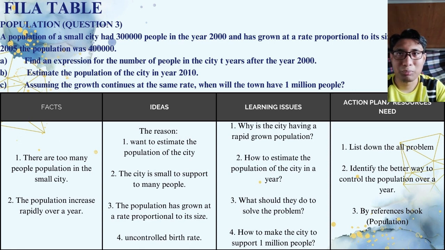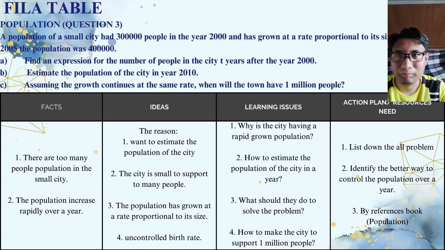Next, the learning issues. Why is the city having a rapid population growth? Second, how to estimate the population of the city in a year? Third, what should they do to solve the problem? And fourth, how to make the city support 1 million people. And the action plan. First, list down all the problems. Second, identify the better way to control the population over a year by reference book population.